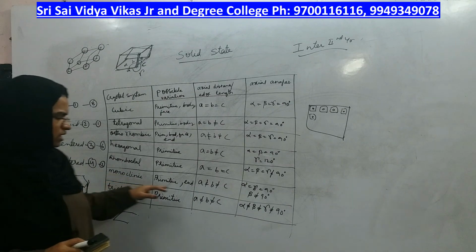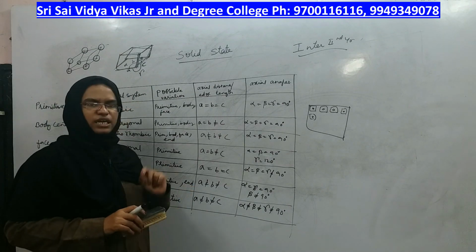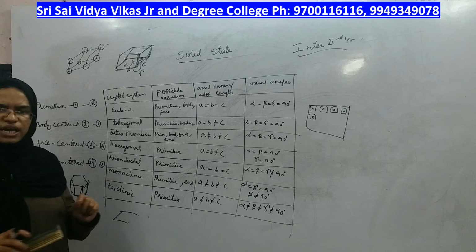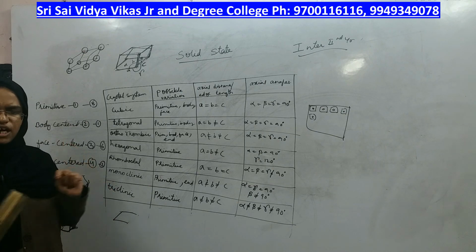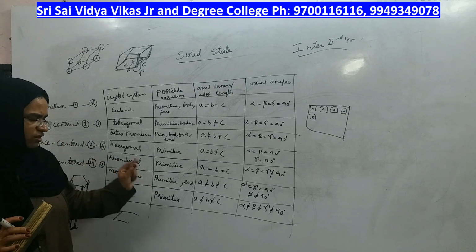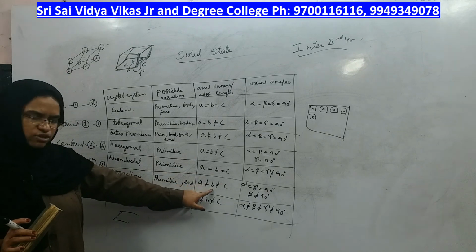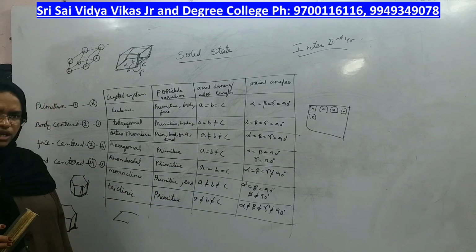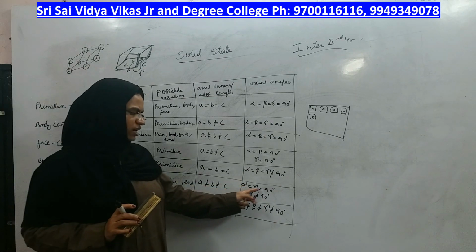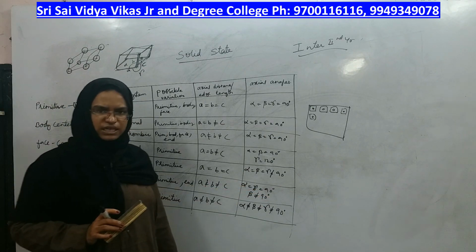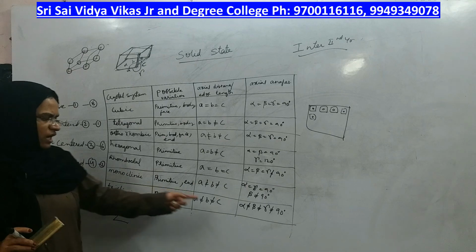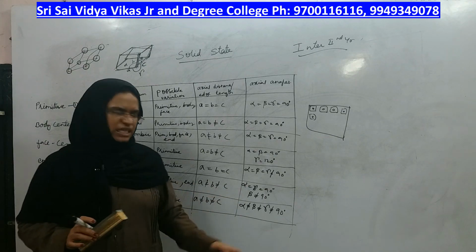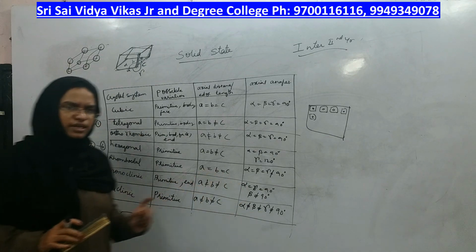And in monoclinic as well as triclinic, A, B and C all are different. All the edges are of different length. Edge A length is not equal to B length is not equal to C. Same goes for triclinic also. And the angles alpha and gamma are 90, but beta is not 90 for monoclinic. Alpha, beta, gamma, all three are not 90 degrees for triclinic, right.